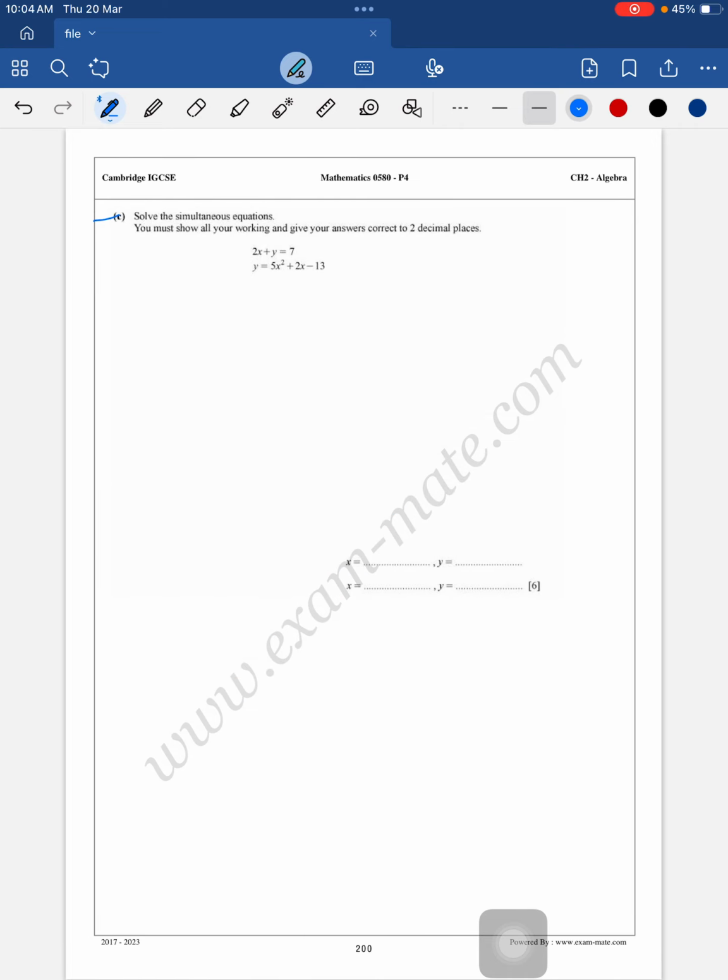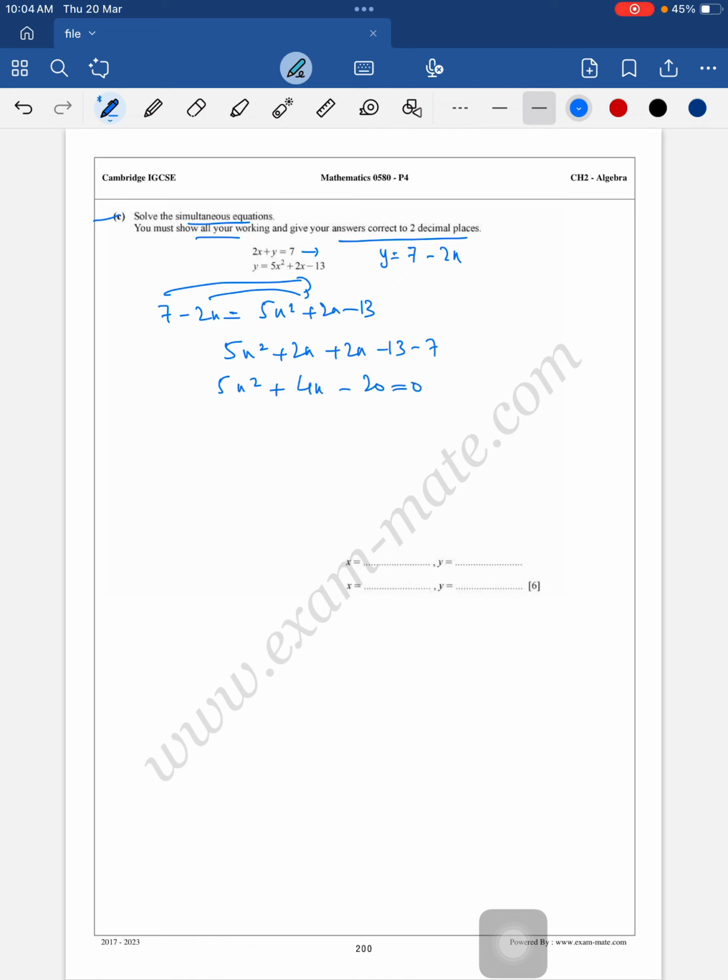Part C, solve the simultaneous equations. You must show all your working and give your answers correct to 2 decimal places. From the first equation, we can take y as the subject, y equals 7 minus 2x. Put it in the second equation, in place of y: 7 minus 2x is equal to 5x squared plus 2x minus 13. Making these 2 terms over here, that is 5x squared plus 2x minus 2x comes over there, 2x minus 13 minus 7. So 5x squared plus 4x minus 20 is equal to 0.